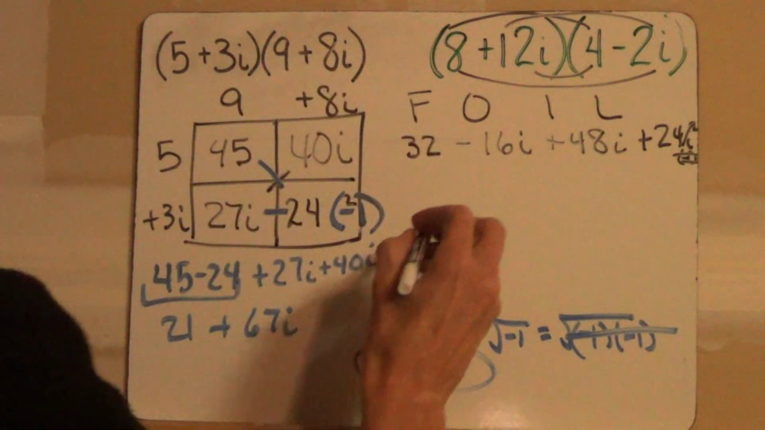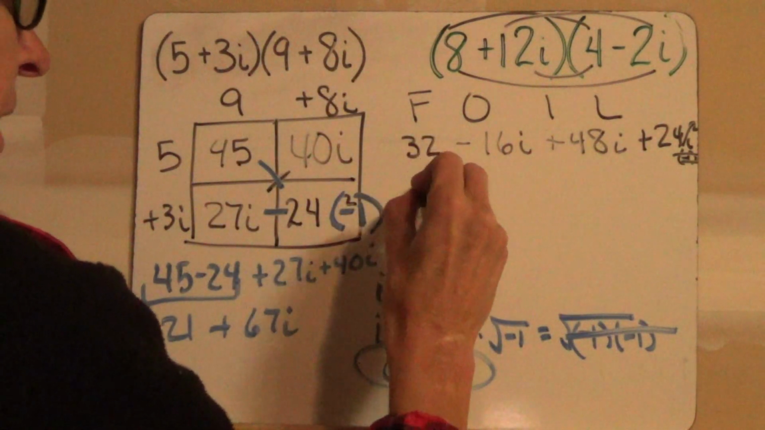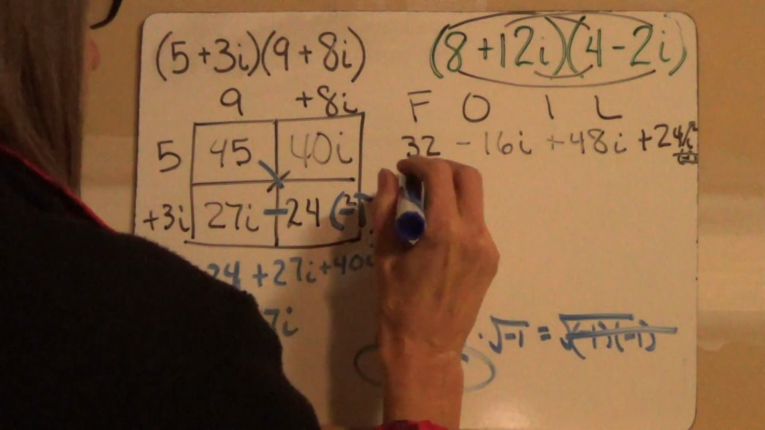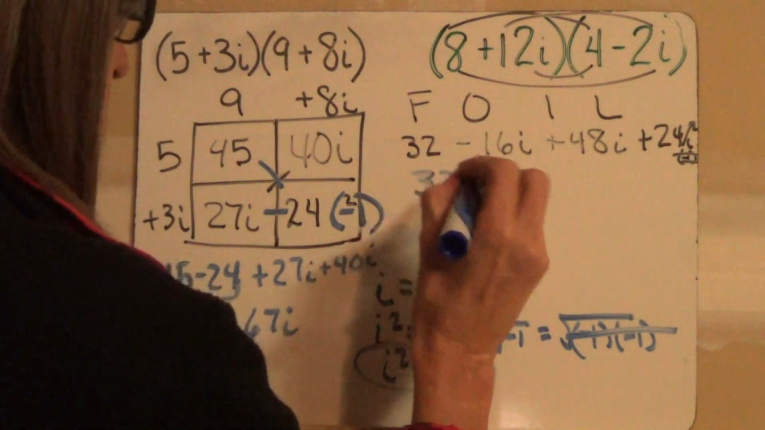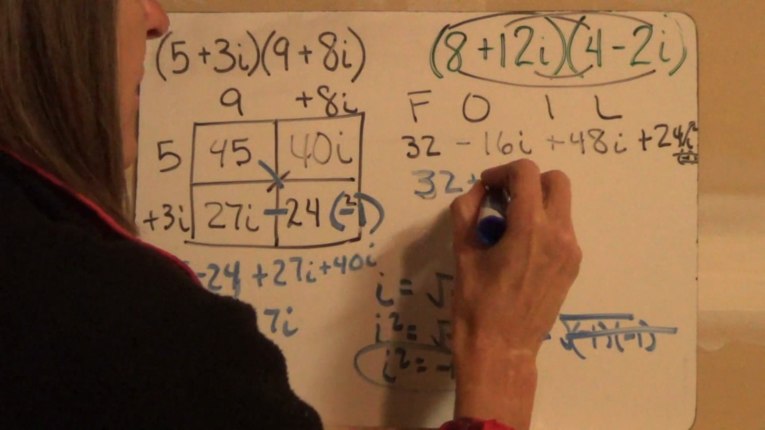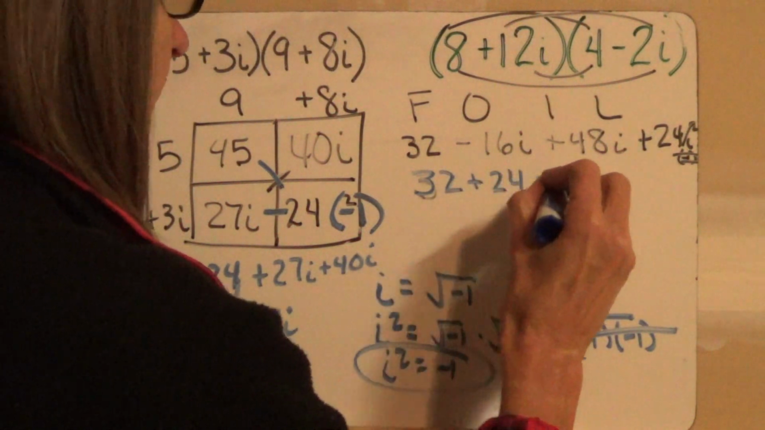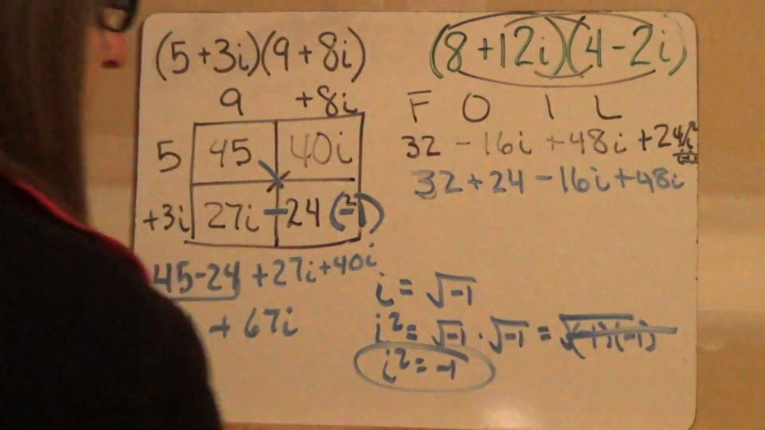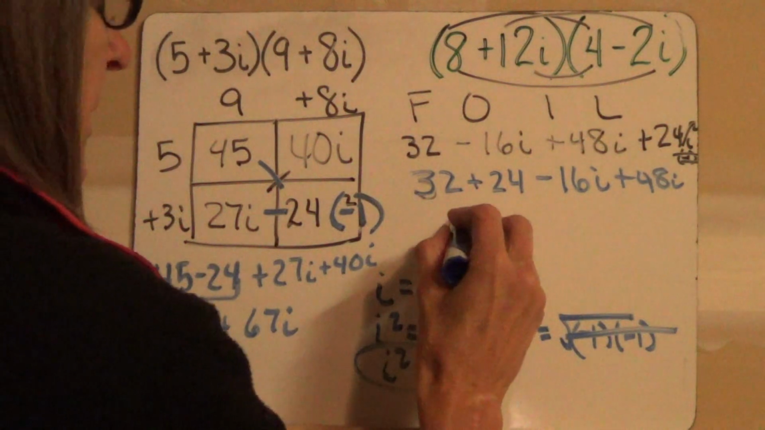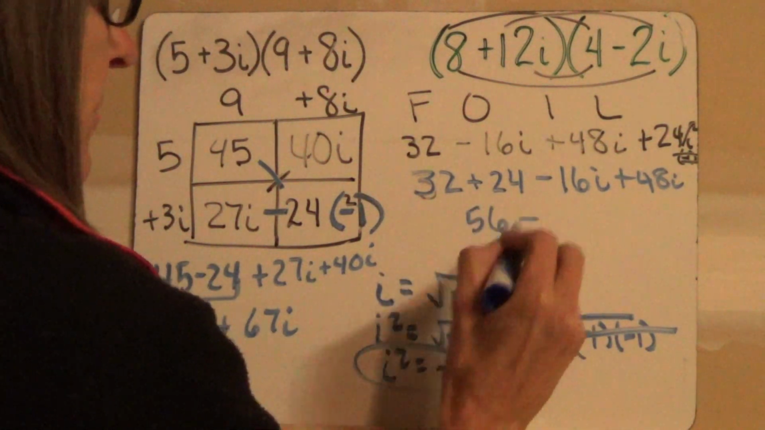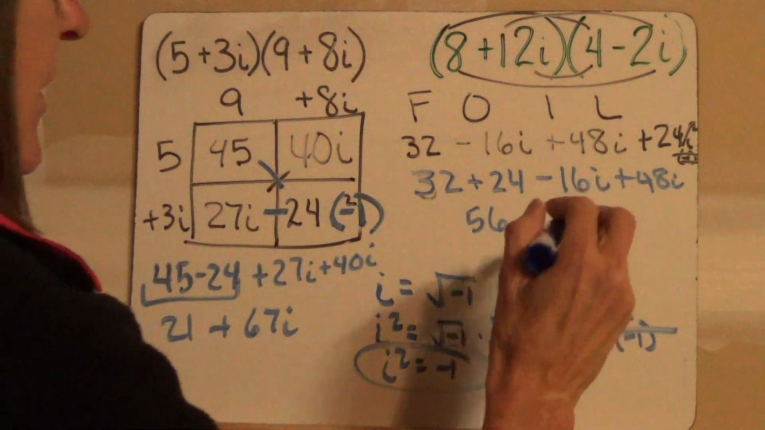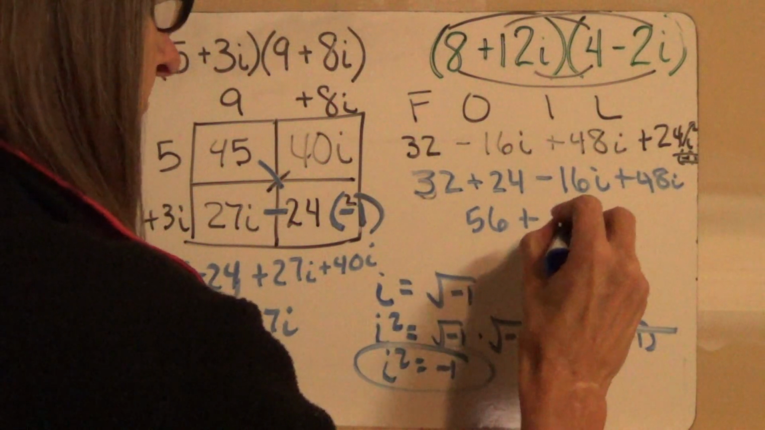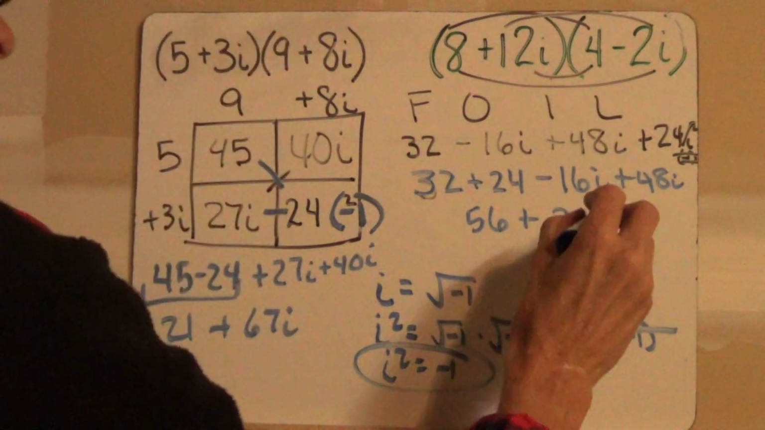So now rewrite it using the commutative property. Whoa, my pen's dying, sorry. 32 plus 24 minus 16i plus 48i. Combine your like terms. 32 and 24, 56. 48 minus 16 would be a positive 32. And there's your answer.